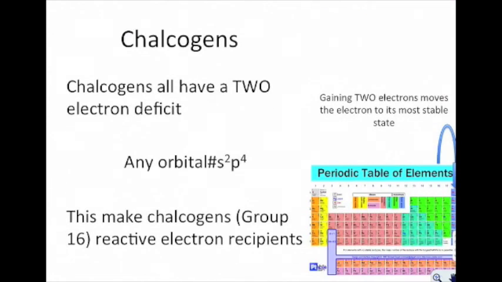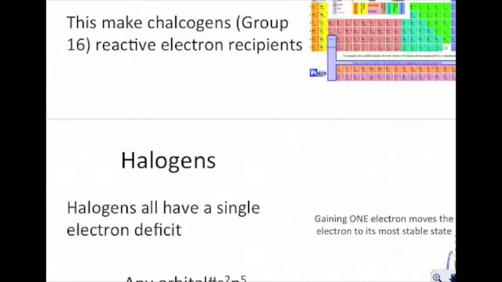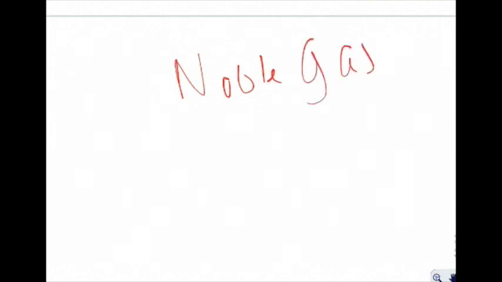The chalcogens, which are sometimes just called group 16, always end in s2p4. They're generally reactive and they generally like to take electrons. The halogens are always s2p5, so it could be 4s2 4p5, and that's a halogen. They're very reactive and they really want to take electrons. And then finally, you also have the noble gases, and the noble gases always end in s2p6.